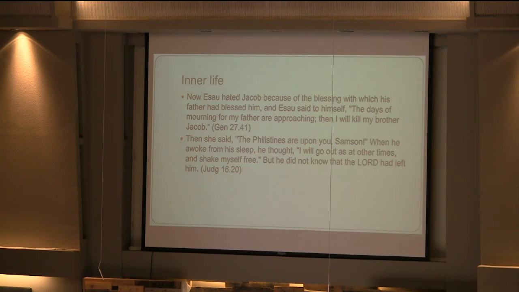Here's a problem, I'll just deal with it as I've always done. But he did not know that the Lord had left him. So what he thinks contrasts with reality. He's not going to shake himself free as before. But verses such as these, which give us the narrator's insight into the mind of the character, are gold dust for preachers, because it gives us an infallible insight into what is motivating this character. We don't have to guess. We don't have to look inductively. It is an explicit indication given to us by the narrator.